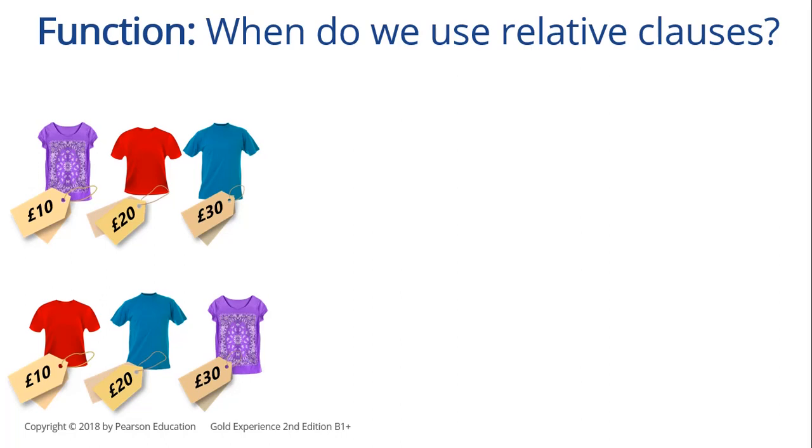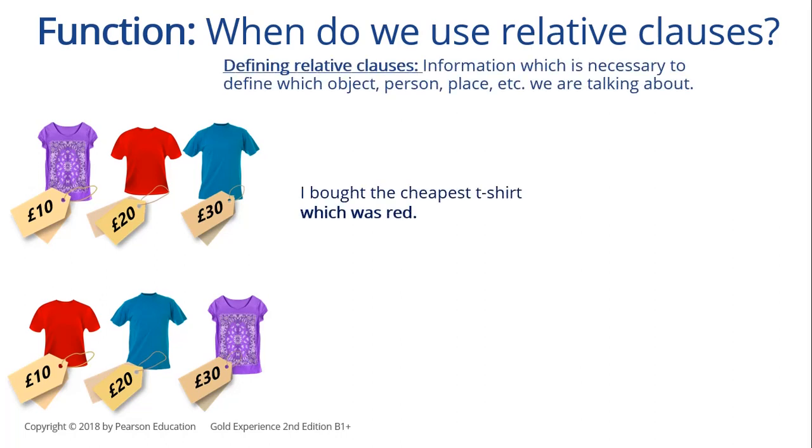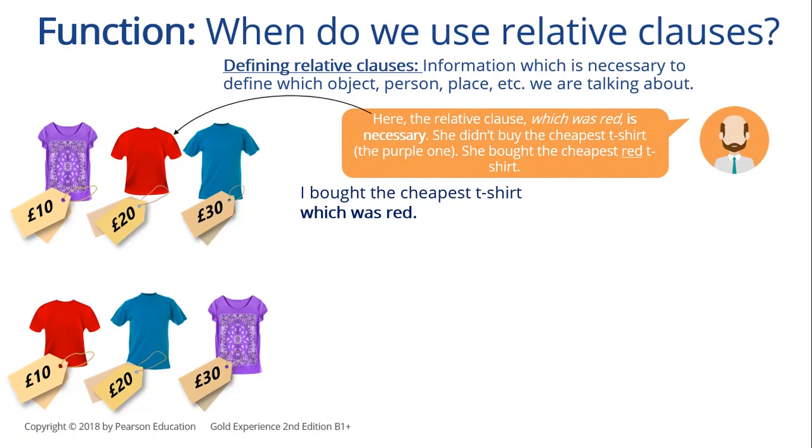When do we use relative clauses? We use defining relative clauses to show information which is necessary to define which object, person, place, etc. we're talking about. I bought the cheapest t-shirt, which was red. Here the relative clause, which was red, is necessary. She didn't buy the cheapest t-shirt, the purple one. She bought the cheapest red t-shirt.